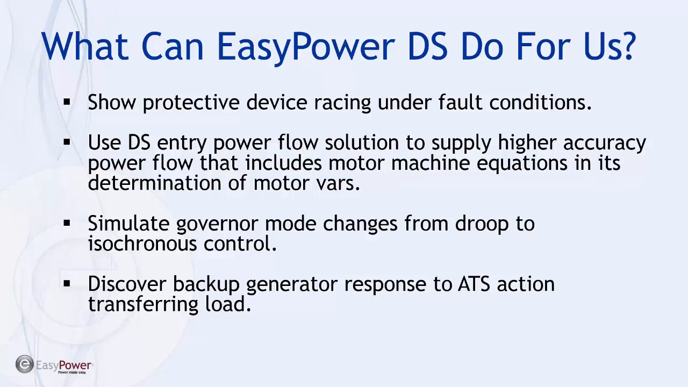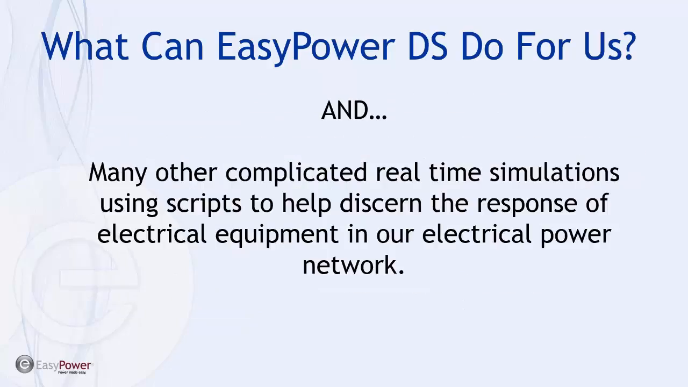We can use dynamic stability as a power flow solution to supply higher accuracy power flow that includes motor machine equations and its determination of the motor VARs and the response to changes in loads in the system. We can simulate governor mode changes from droop to isochronous control, and even when that's an automated function within the generator. Likewise, discover backup generator response to transfer switch activity, especially when it's automated and in response to a fault or a change in load. And the list goes on.